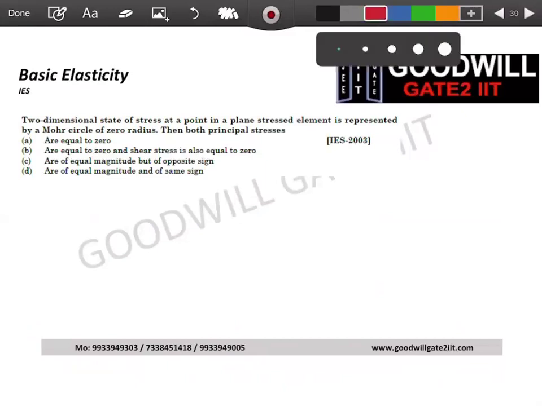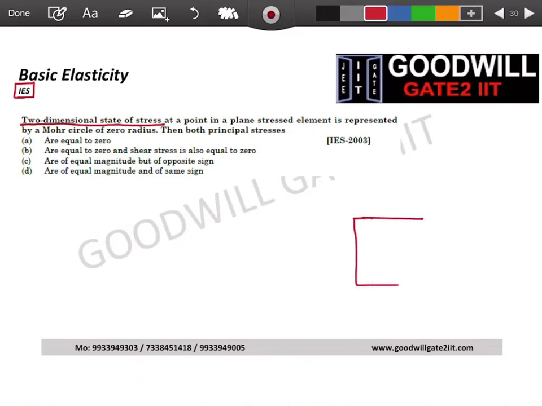Let's see another numerical, very slowly. This is asked in an IES exam. Don't worry from where it is coming. Just understand the concept. Two-dimensional state of stress. Now, when someone says two-dimensional state of stress, directly you should think that this is the state of stress, or we are just representing this in a block. At a point in a plane, stressed element is represented by a Mohr circle of 0 radius. Then both principal stresses are what? So, guys, I'll repeat the question again. They are saying a two-dimensional state of stress system is represented by a Mohr circle of radius 0.